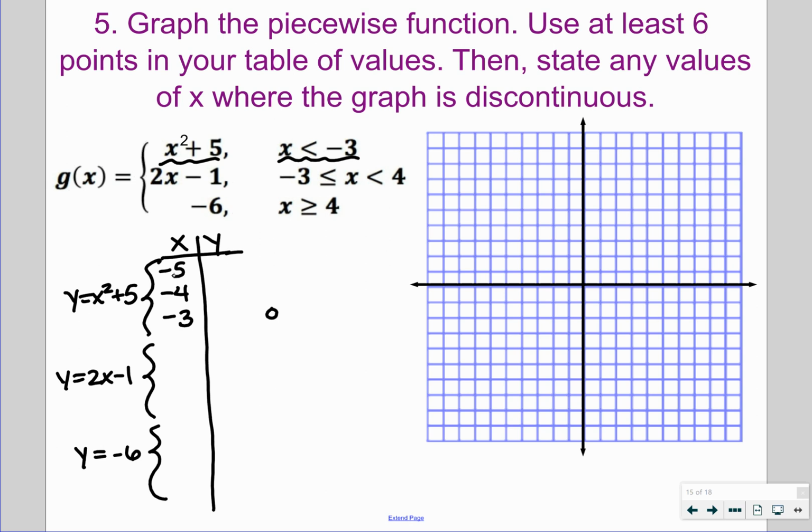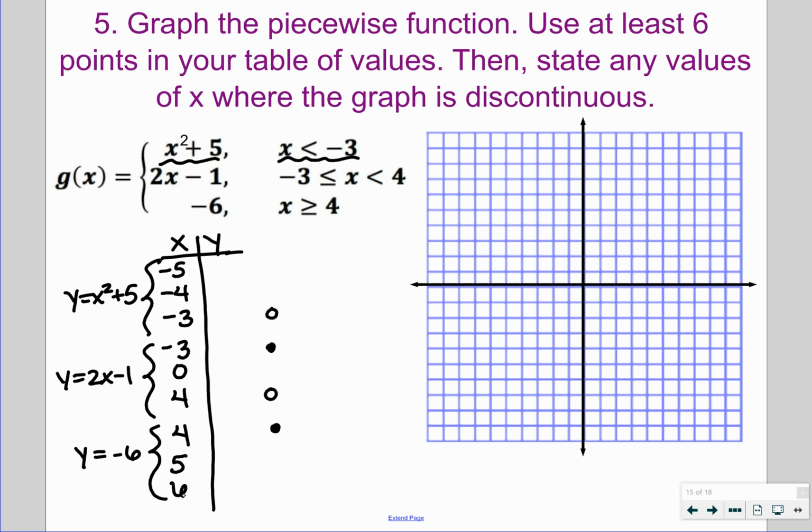2x minus 1 can be anything between -3 and 4. I definitely need to include -3 and 4 because those are the breaking points we talked about. And then you can pick any other number. I'm just going to put a 0 in there. Okay. -3 is equal to, so it's going to be a closed dot. 4 is not equal to, so it's an open dot. And then the last one is defined for x values greater than or equal to 4. So 4, solid dot, and then anything bigger, so 5 and 6.